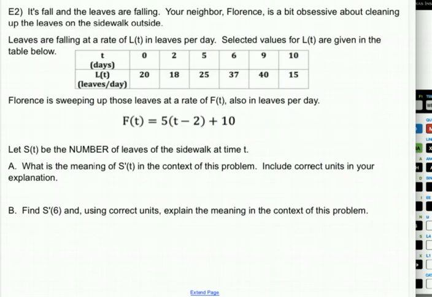All right, it's fall, and the leaves are falling. Your neighbor Florence is a bit obsessive about cleaning up the leaves on the sidewalk outside.